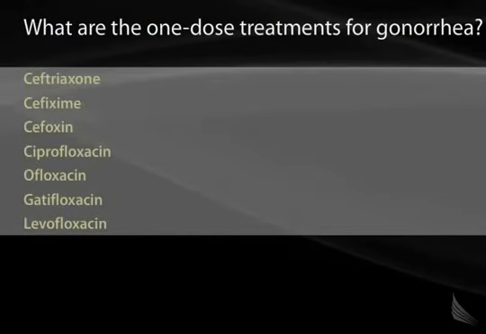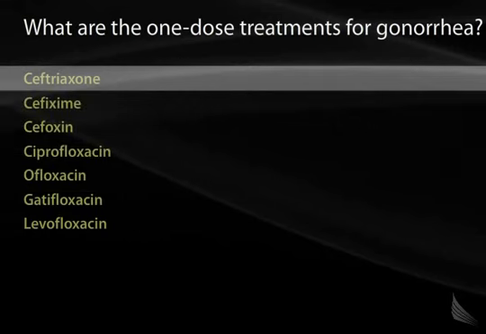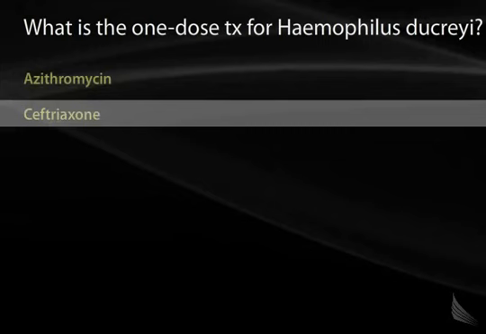What are some common one-dose treatments for Neisseria gonorrhea? Those medications are listed here. The most commonly given are ceftriaxone and the other third-generation cephalosporins. What is the one-dose treatment for Haemophilus ducreyi? This is the organism that causes chancroid. Because it is of the Haemophilus species, it is very susceptible to azithromycin, and we can also use third-generation cephalosporins.